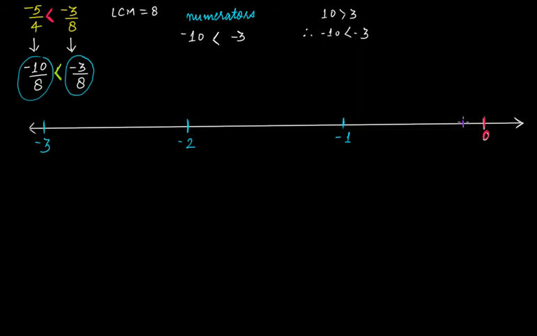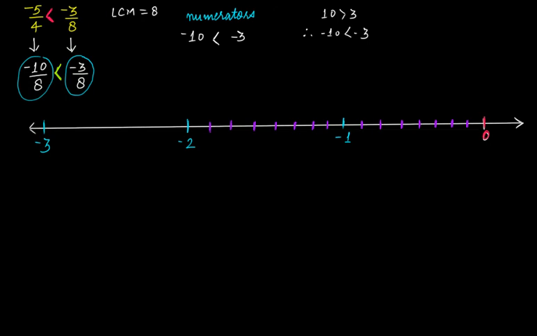marks at equal distance. 1, 2, 3, 4, 5, 6 and 7. Sorry, we should have 7. We have to make some adjustment. 1, 2, 3, 4, 5, 6 and 7. Again this 1, 2, 3, 4, 5, 6 and 7.